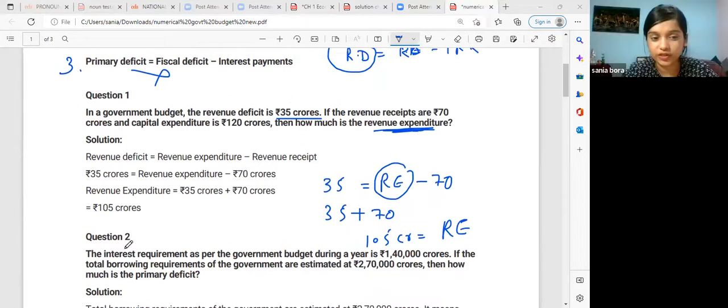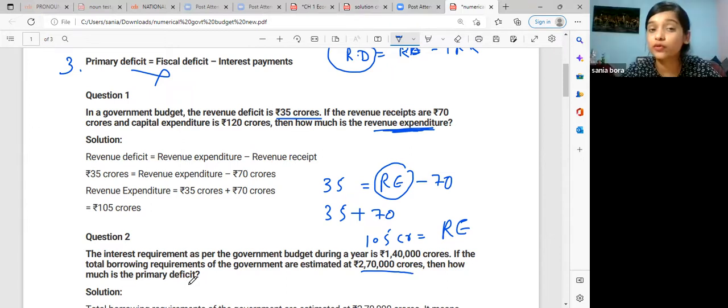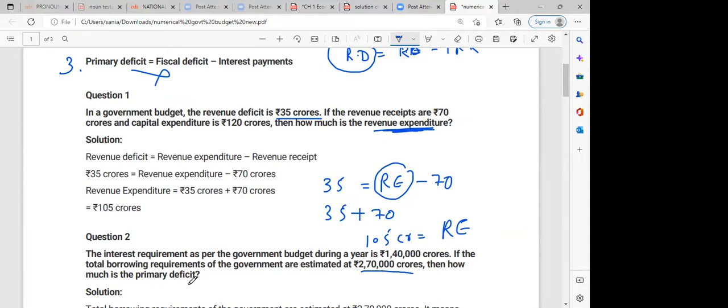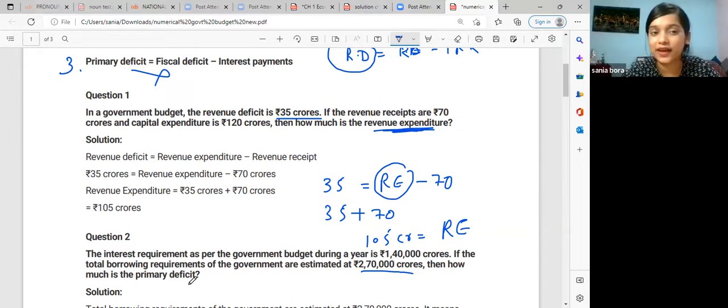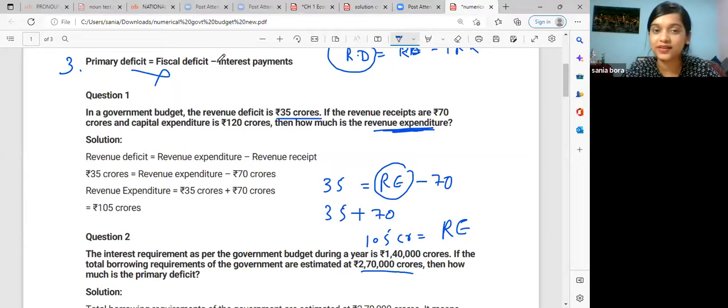Okay, now the second question. The interest requirement as per the government budget during the year is 1,40,000 crore. That means interest payment is given to you. If the total borrowing requirement of the government is estimated at this, then what is your primary deficit? Can anyone give me a hint, which formula are you going to use here? Yes, ma'am, this borrowing will be equal to fiscal deficit. Very good. And then primary deficit equals fiscal deficit minus interest payments, and simply you are going to put in the values and get the answer. So solve it.